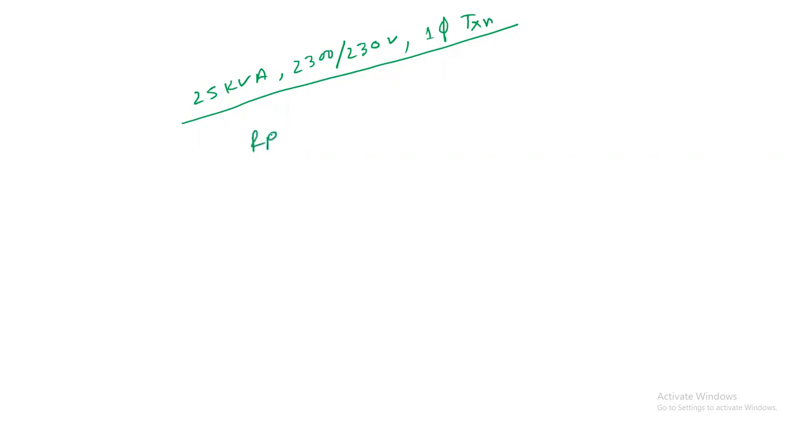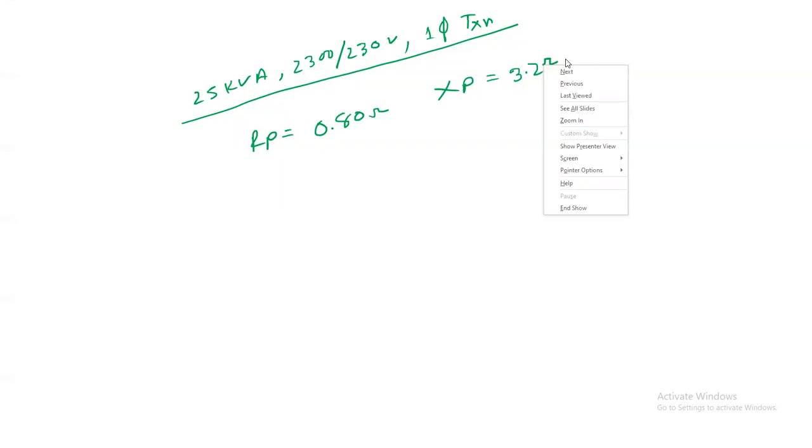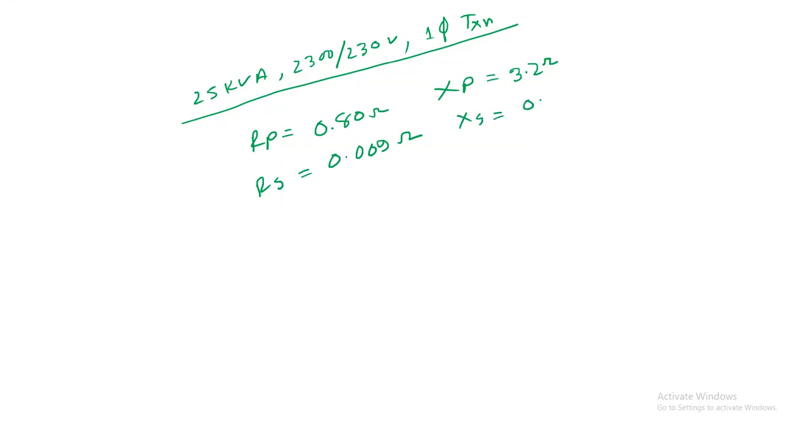So for this transformer, you just measure the resistance. This RP is equal to, suppose, 0.80 ohm. Okay, and XP is equal to 3.2 ohm. Clear? Then RS is equal to, suppose, 0.009 ohm. Okay, and suppose XS is equal to 0.03 ohm. Clear? So this is your value.